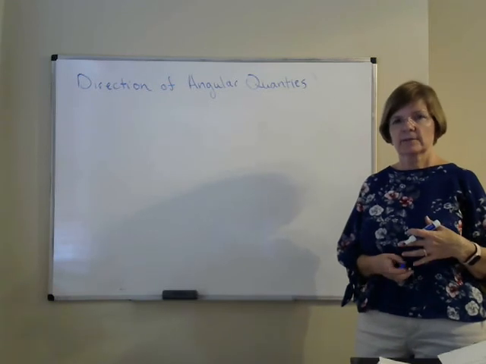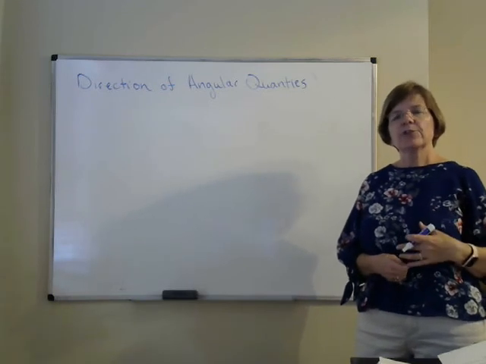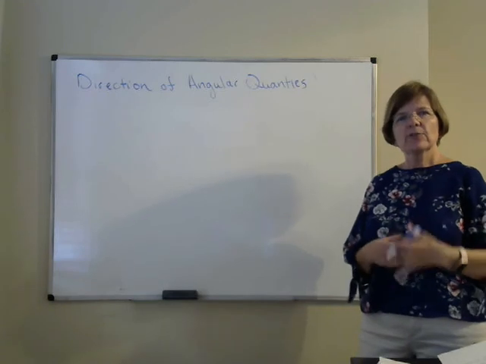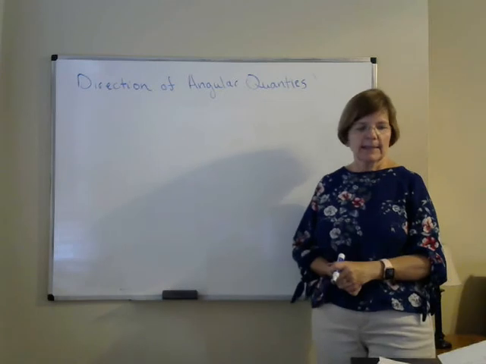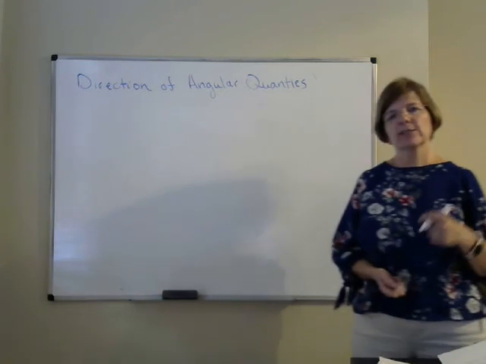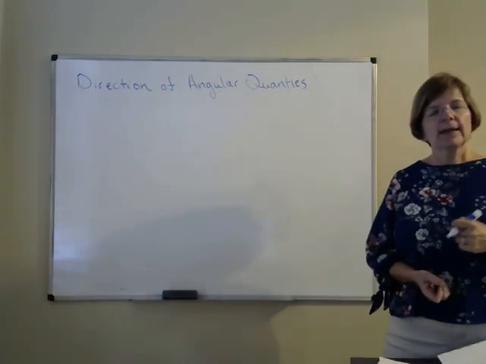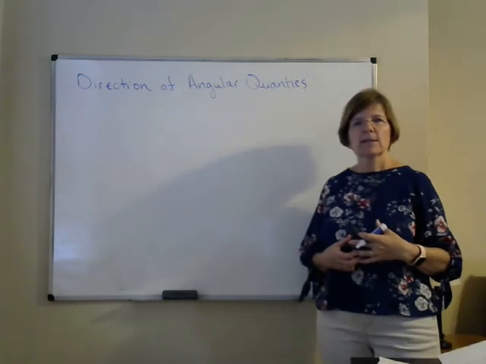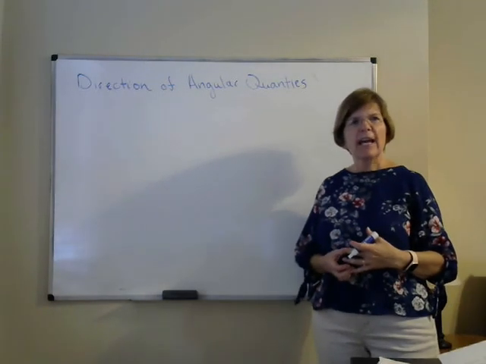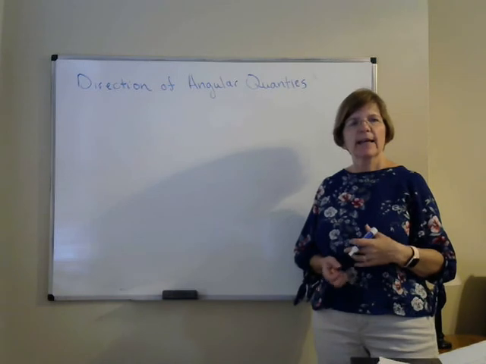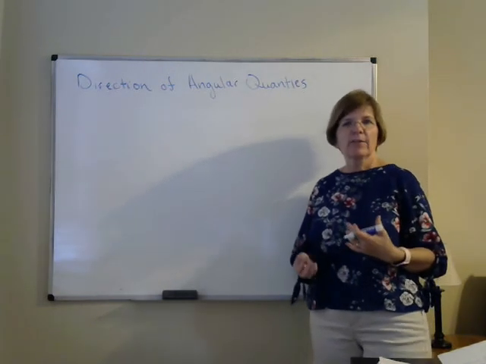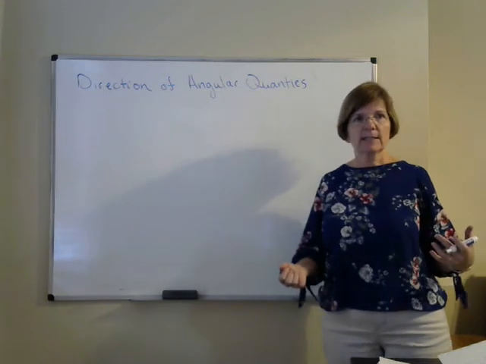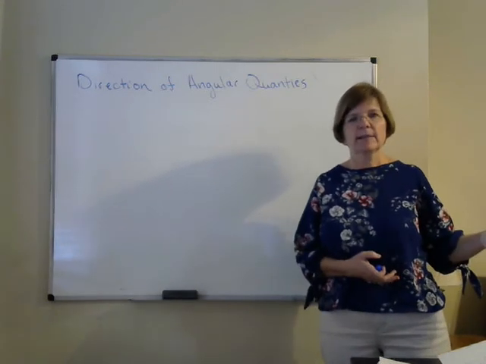However, we do treat angular velocity and angular acceleration as vector quantities. Technically, there's something called a pseudo-vector. If they're vector quantities, what's the direction of the vector for something like angular velocity? It's real obvious what the direction of the vector is for linear velocity. It's the direction that the object's moving.